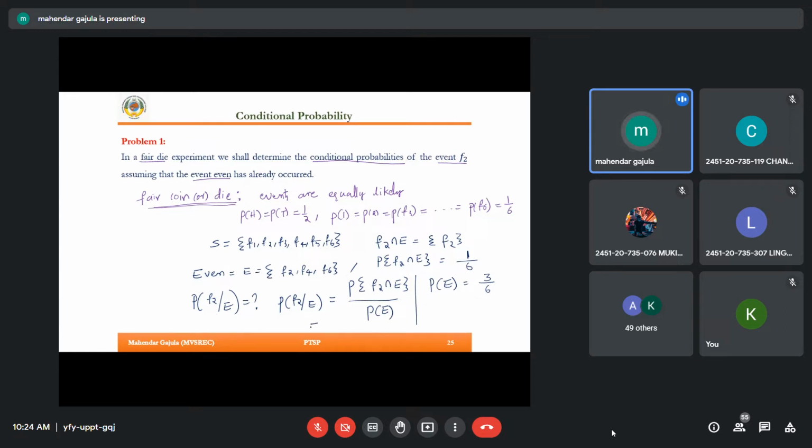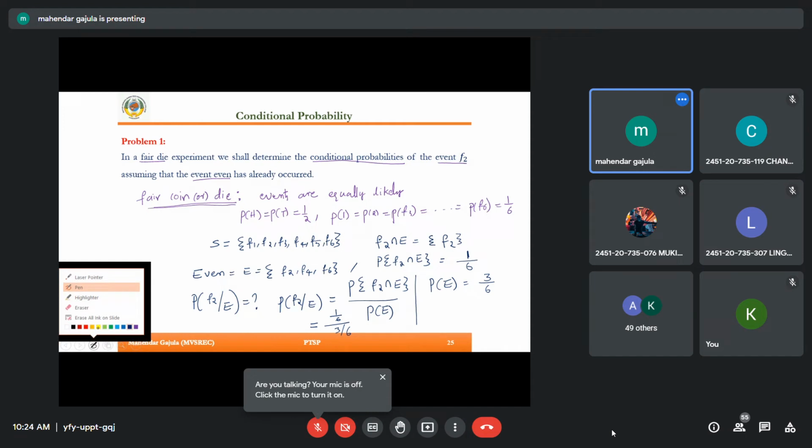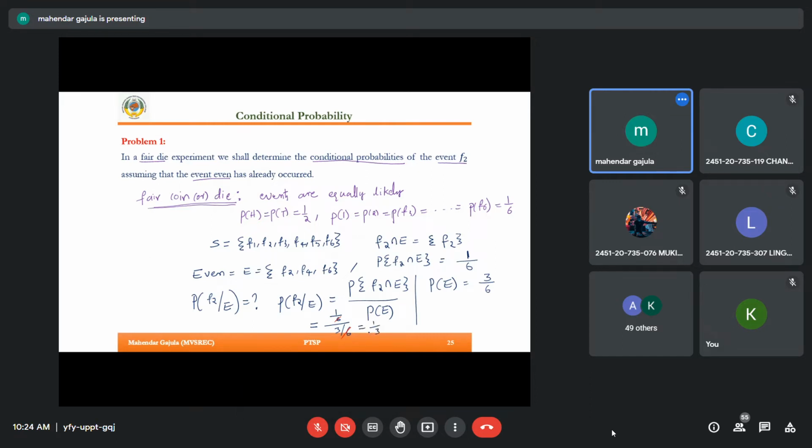Now let us apply these formulas here. 1 by 6 by 3 by 6. 6 gets cancelled. It leaves us 1 by 3. This way we have to find. First, we have to understand the event. If you understand the event, 90% of the problem is over. Any doubt in this problem? Any doubt?